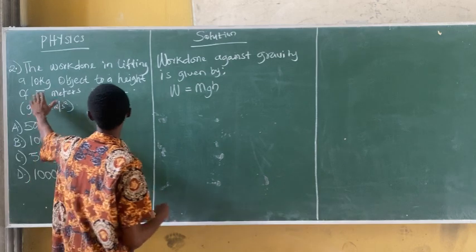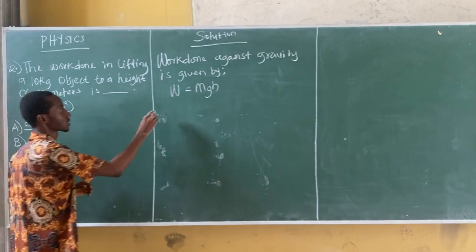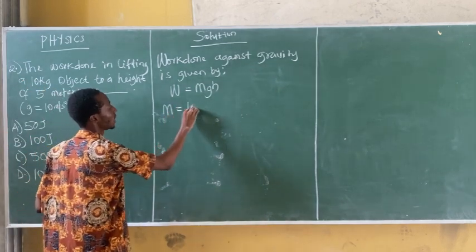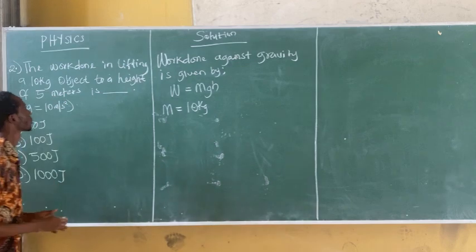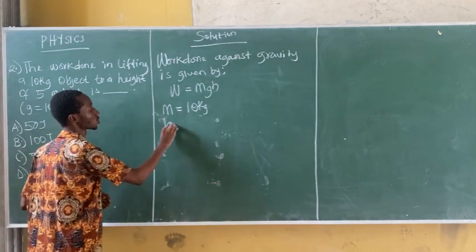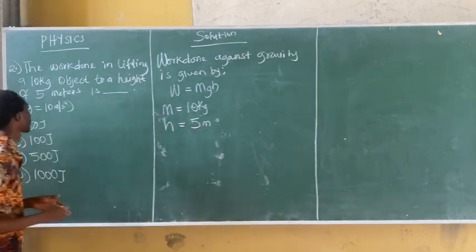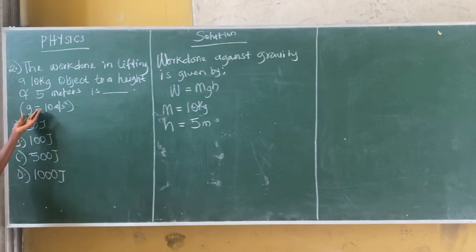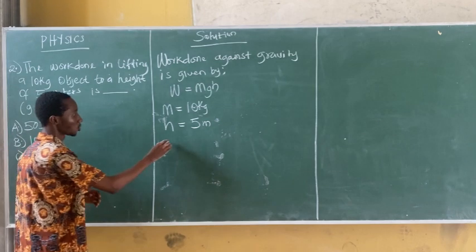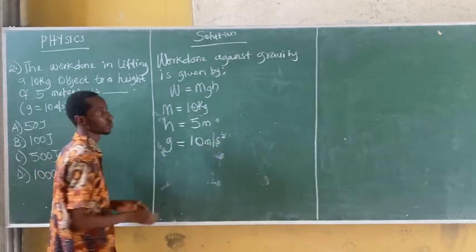From this question, we are given the mass, right? They said the work done is done in lifting a 10 kg object. So they gave us mass. Mass is equal to 10 kg to a height of 5 meters. They also gave us height, h, to be 5 meters. From the question, they gave us acceleration due to gravity, g, to be 10 meters per second squared. So we have g is equal to 10 meters per second squared.